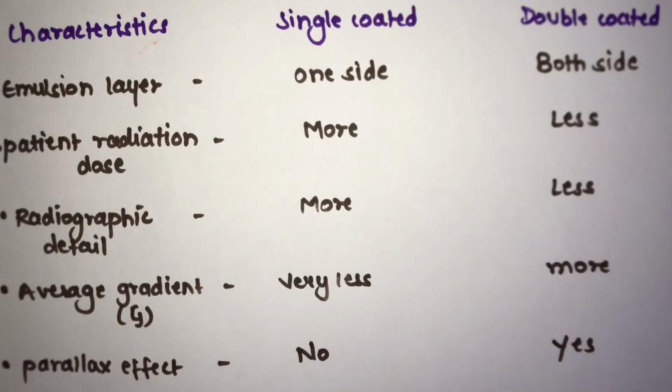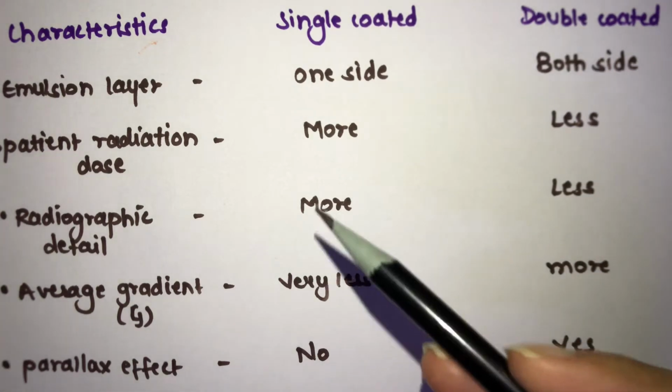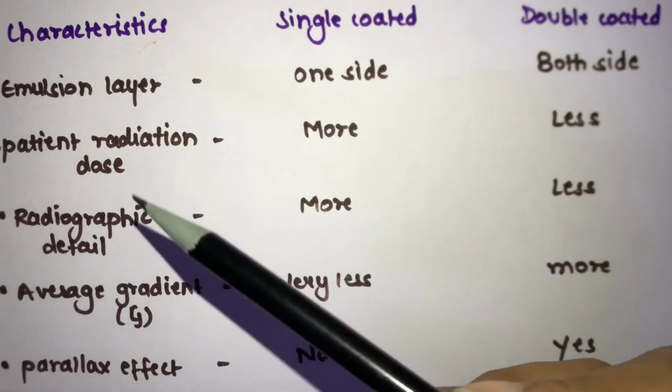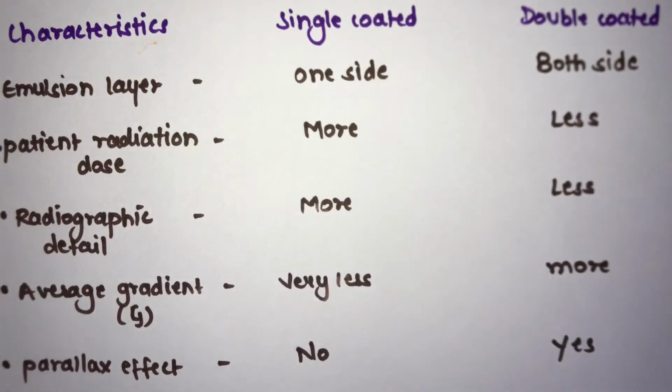The next point is the patient radiation dose. Now in single coated it is more, in double coated it is less. Now as we have seen, the emulsion layer is sensitive to X-ray and it records the radiographic image. So if your emulsion is single coated, because of that the radiation dose will also increase, because it will require time to produce that radiographic image.